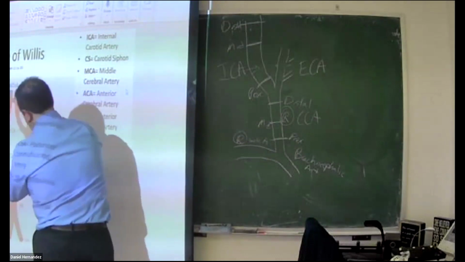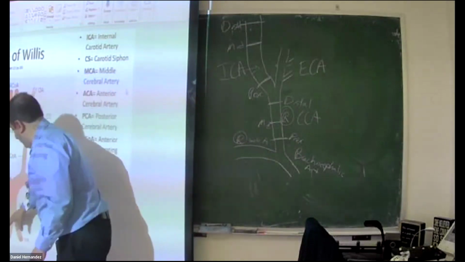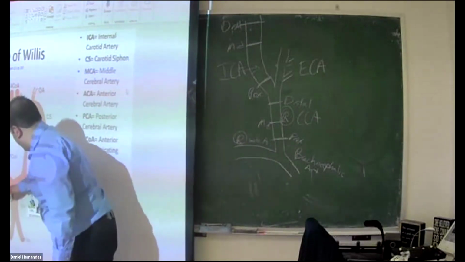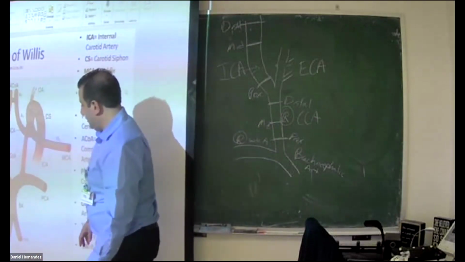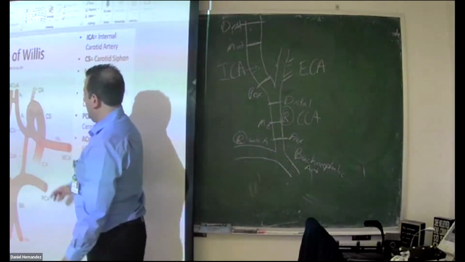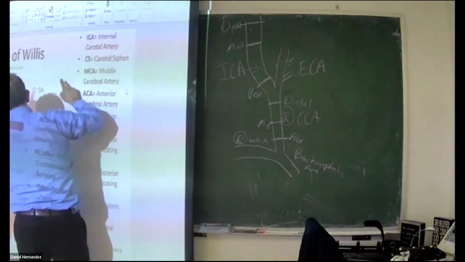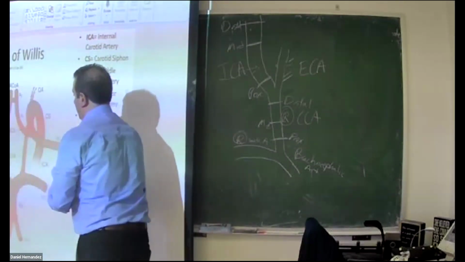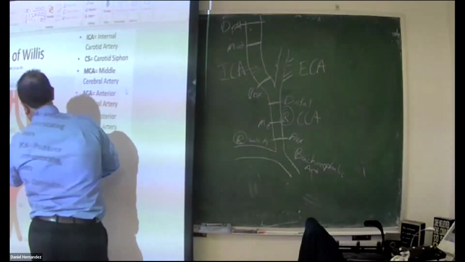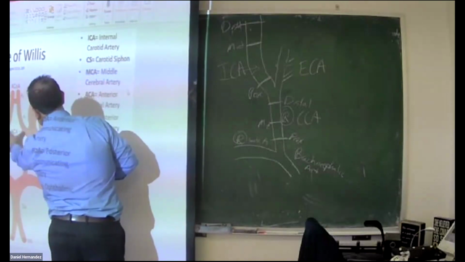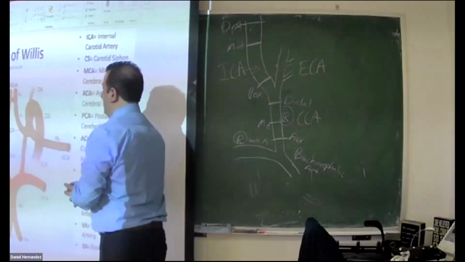And then you have the posterior circulatory system that's fed by your vertebral arteries. Your vertebral arteries come together forming the basilar, and then you have right and left posterior cerebral arteries. So you have anterior cerebral arteries, middle cerebral arteries, and posterior cerebral arteries. Those are the three. And then your communicating arteries: posterior communicating arteries, and just that one little anterior communicating artery.